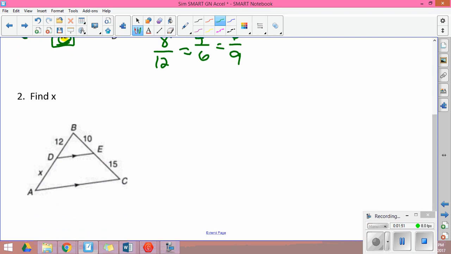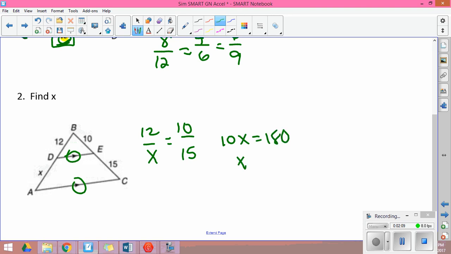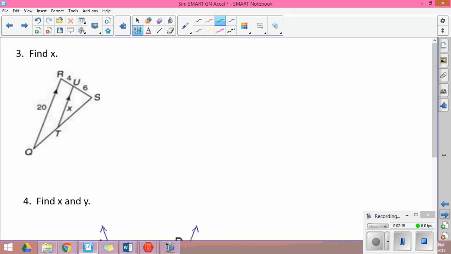These next two examples are fairly quick and straightforward. 12 is going to compare to x at the same rate as 10 will compare to 15 because those lines are parallel. That is the triangle proportionality theorem. And so when we cross multiply, we have 10x is equal to 180. And so x ends up being 18. Nothing too earth-shattering about that.